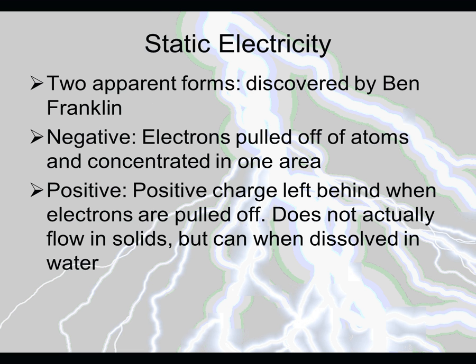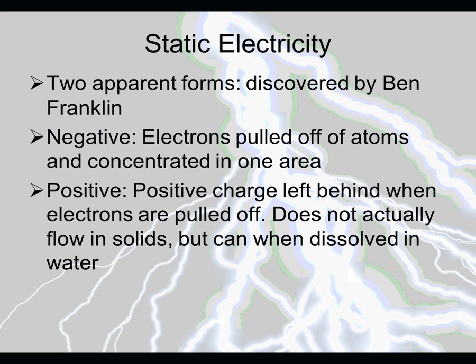Continue with static electricity. Now, there are two forms of static electricity. Both of these were discovered by Benjamin Franklin. Remember that kite and the key experiment? I think that was a shocking experience as well. So two forms discovered by Benjamin Franklin, one of them negative and one of them positive.